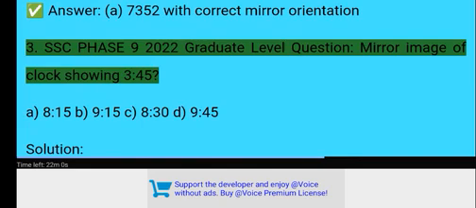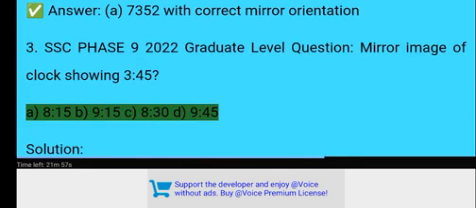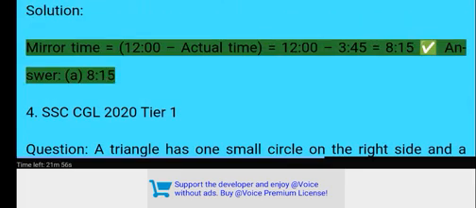3. SSC Phase 9 2022 graduate level question: mirror image of a clock showing 3:45. A, 8:15. B, 9:15. C, 8:30. D, 9:45. Solution: mirror time equals 12 o'clock minus actual time. 12 o'clock minus 3:45 equals 8:15. Checkmark, answer: 8:15.